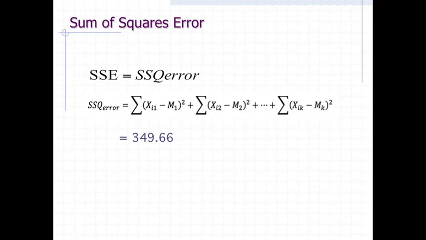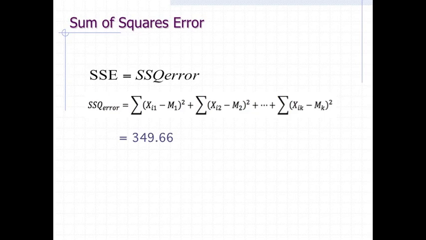The sum of squares error, SSE, is the sum of the squared deviations of each score from its group mean. X sub i1 is the ith score in group 1, and m sub 1 is the mean of group 1. X sub i2 is the ith score in group 2, and m sub 2 is the mean for group 2, and so on. For the smiles and leniency study, the means are 5.37, 4.91, 4.91, and 4.12.